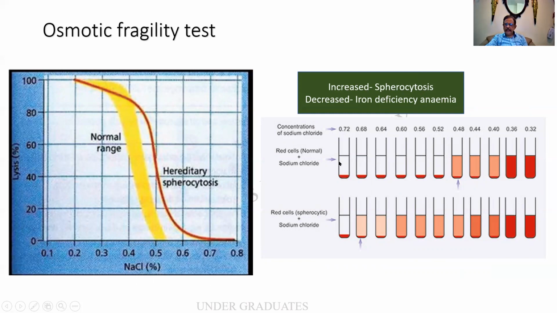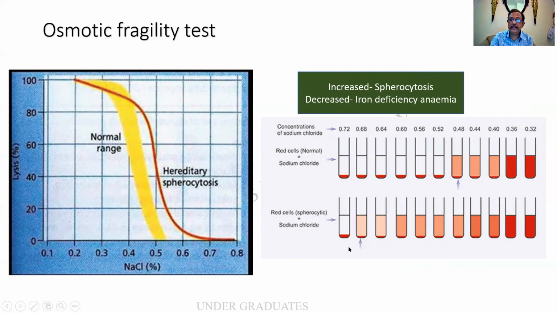This is better explained by these diagrams. This is a normal control series, and this is from a patient with spherocytosis. In a normal control, when you centrifuge in a solution of sodium chloride, the cells all settle here. They are called red cell buttons. But the hemolysis starts from 0.48 downwards, 0.44, 0.40, etc. It starts at 0.48.